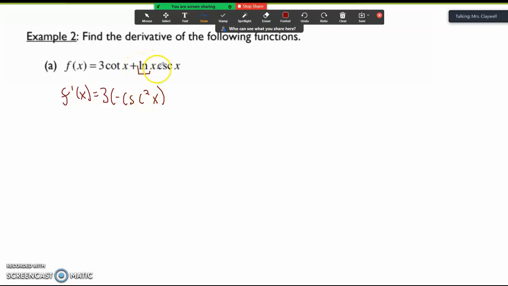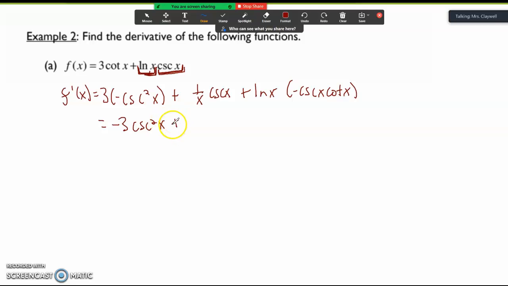If I look at my second part, I see I have the product rule occurring. I'm multiplying two different functions, so I need to use the product rule when I find the derivative. Derivative of the first, regular second, plus regular first, derivative of the second. Then from here, I can just simplify and see if there are any like terms that end up canceling out.